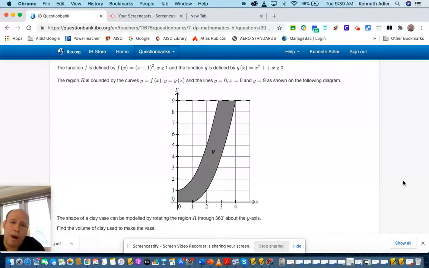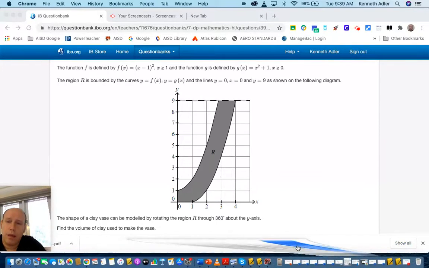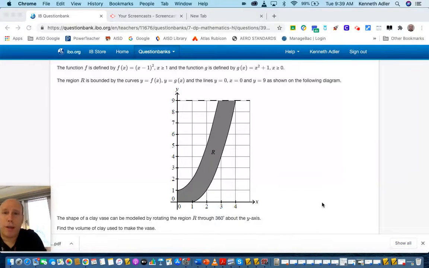The shape of the clay vase can be modeled by rotating this R through 360 degrees about the y-axis. Find the volume of clay used to make the vase. And so, let me hide this. That's the visual. And so we're actually going to make this.